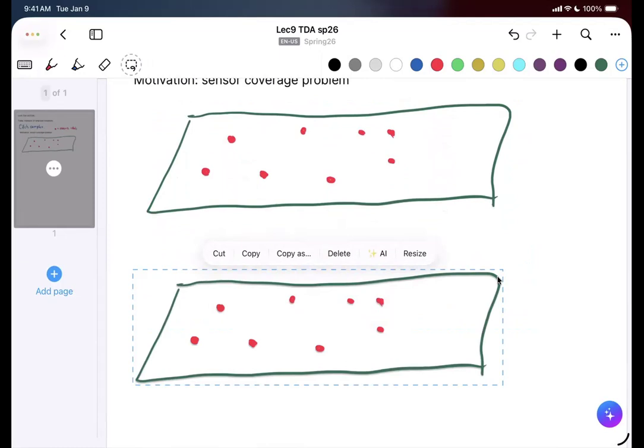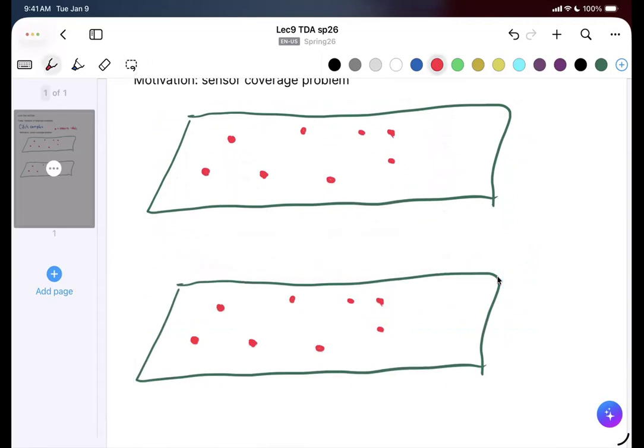But the idea is that you could imagine each sensor has some sort of coverage region that it can cover, where it could detect the smoke. So you can draw them as balls or discs. It could have a more weird shape, but let me try to draw some discs.